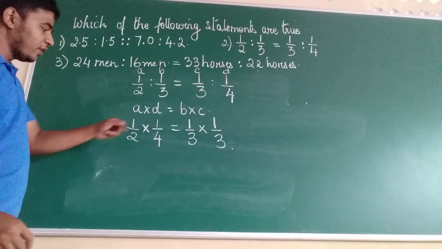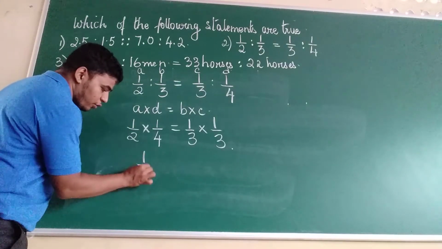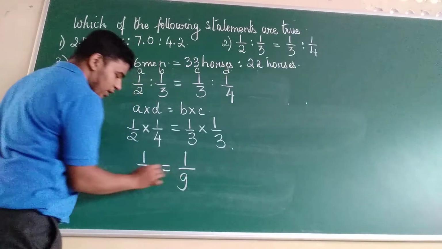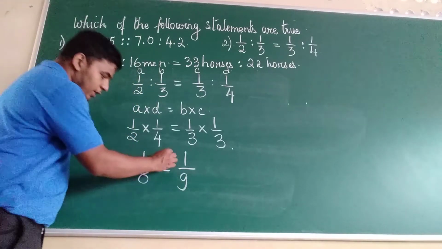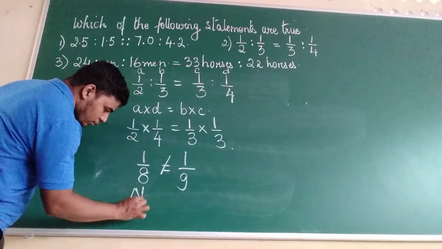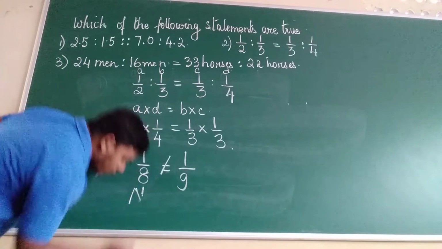So what do you get? Half into 1 by 4 is nothing but 1 by 8, and 1 by 3 into 1 by 3 is 1 by 9. Is this equal to each other? It is not equal to each other. That's why it is not true.